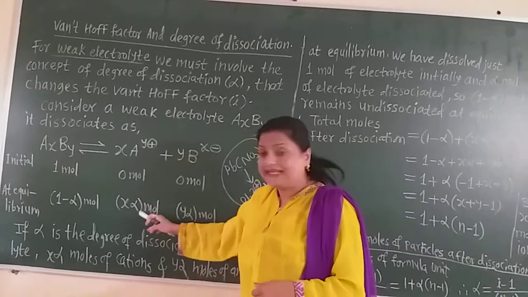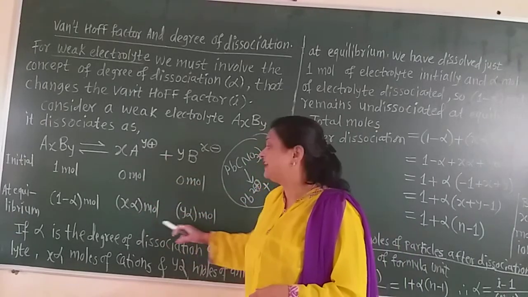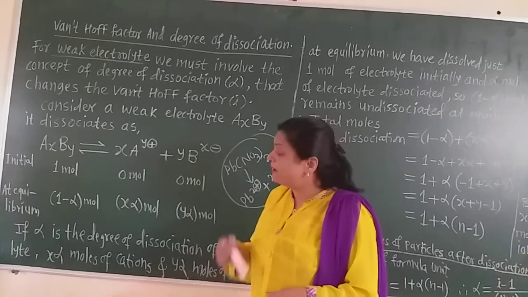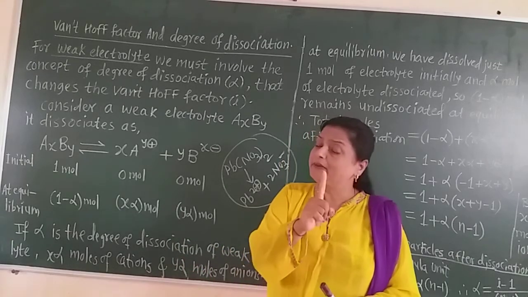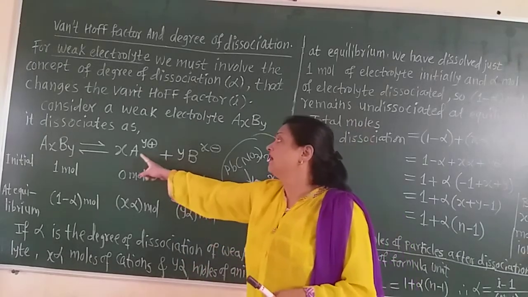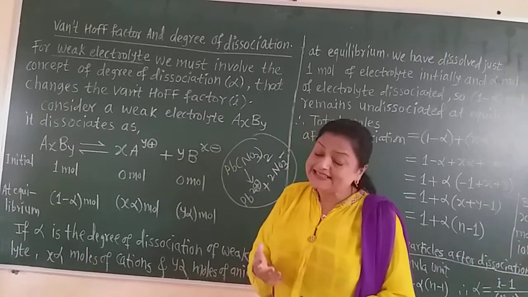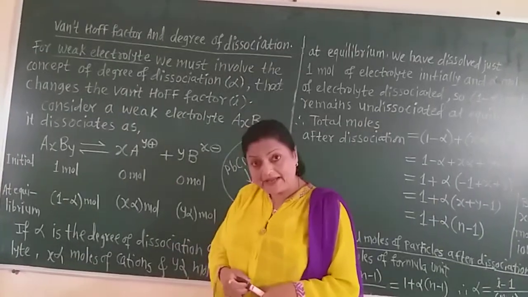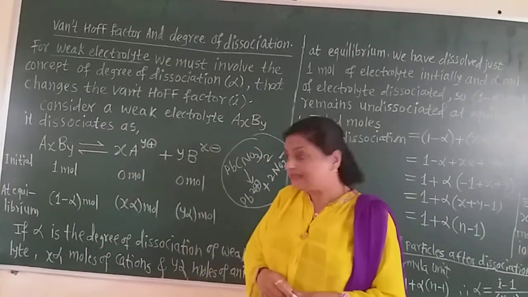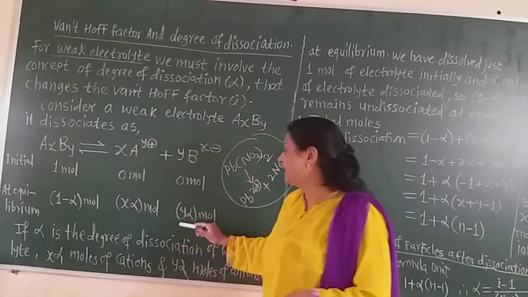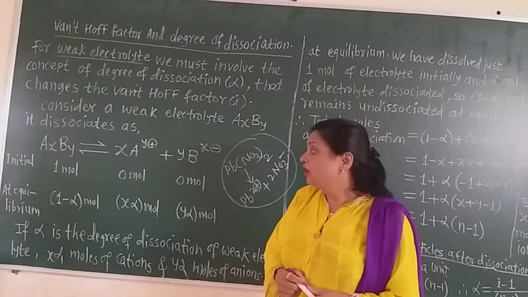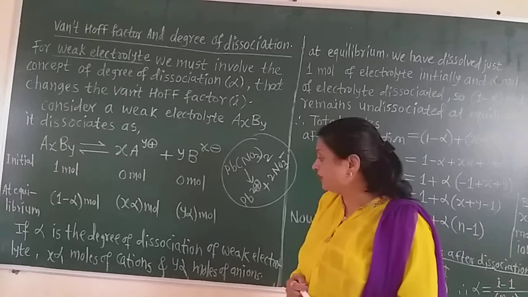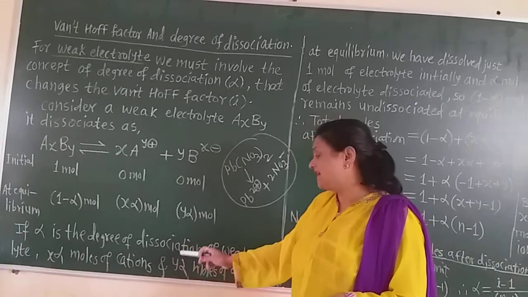And at equilibrium, the number of moles of cations and anions will be X alpha and Y alpha. Because if it completely dissociated, then 1 mole of A plus and 1 mole of B would form. But as only alpha gets dissociated, and X moles of A and Y moles of B are there, this becomes X alpha and Y alpha moles. Remember that.